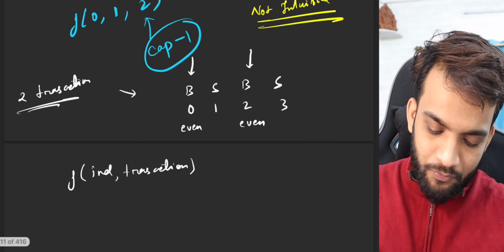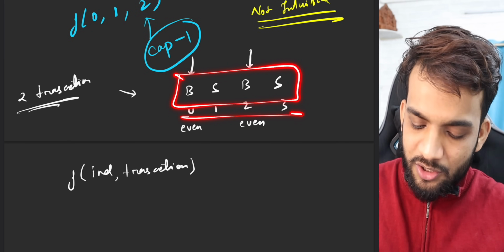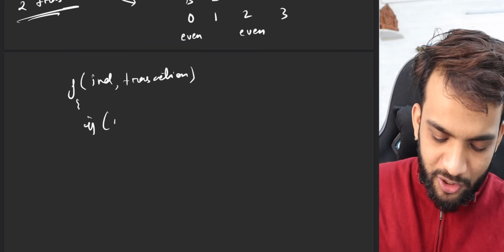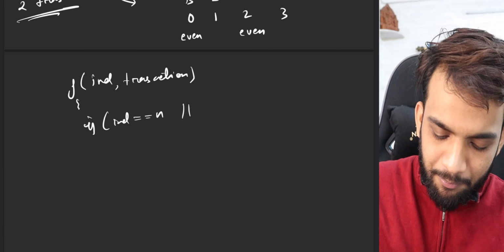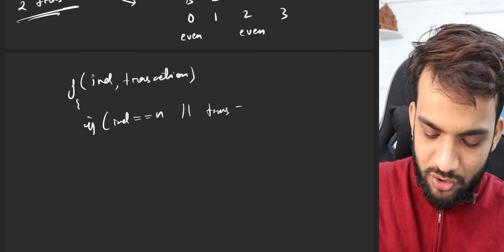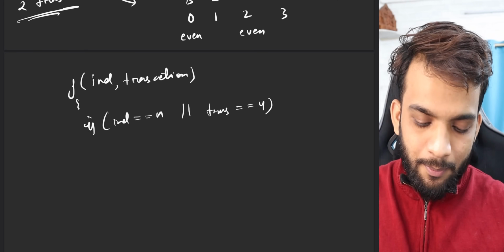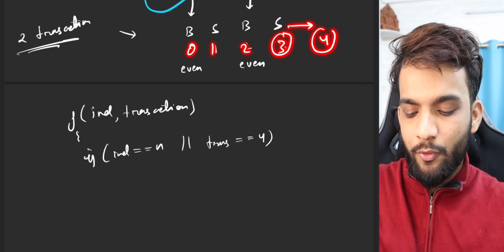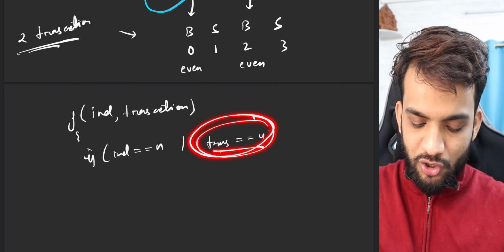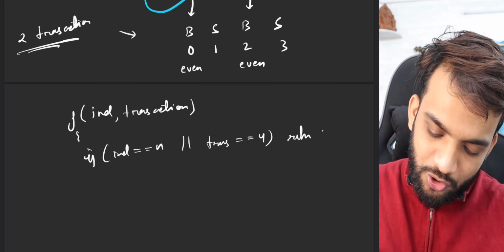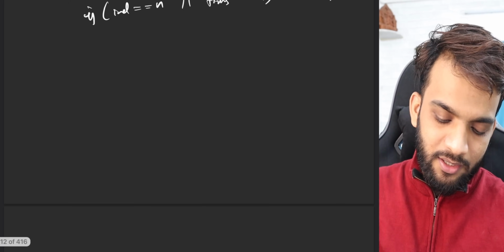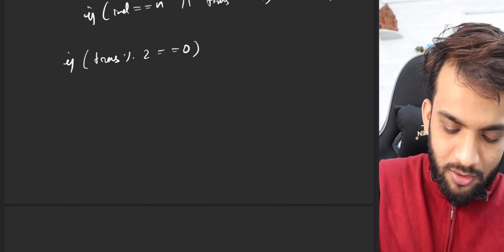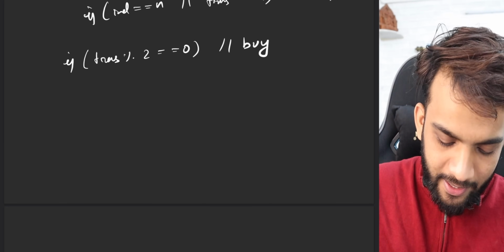So I will have to perform all the transactions. The base case will definitely be if I have reached the end or if I have performed all the transactions, which is 4 in this case, because 0, 1, 2, 3, the moment you perform the third transaction, you'll come up to 4. So whenever you have performed all the 4 transactions or you have come to the end, that's when you return 0. Perfect. What about the other thing? If the transaction number is even, this means it's a buy, or else it's a sell.